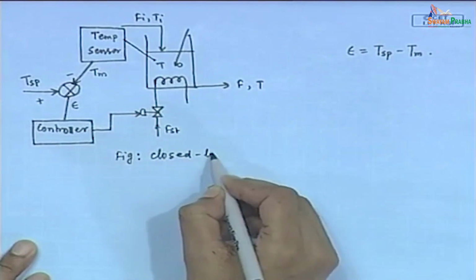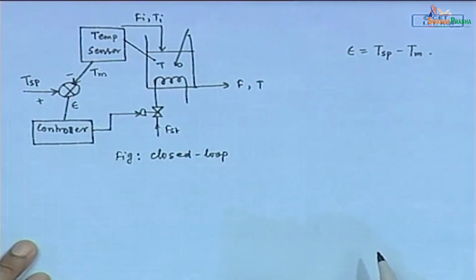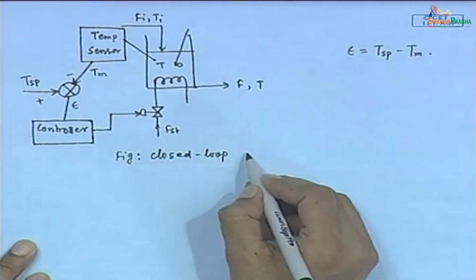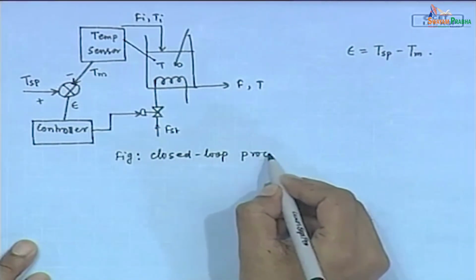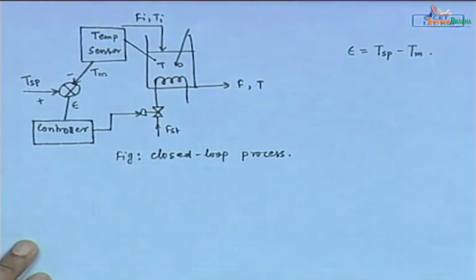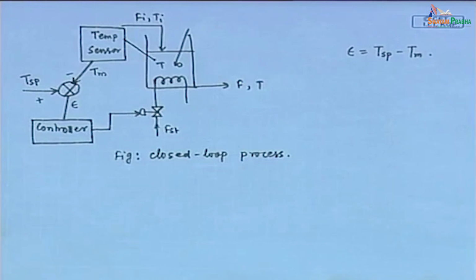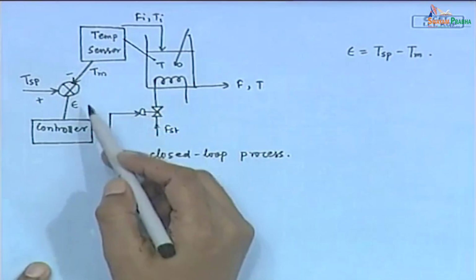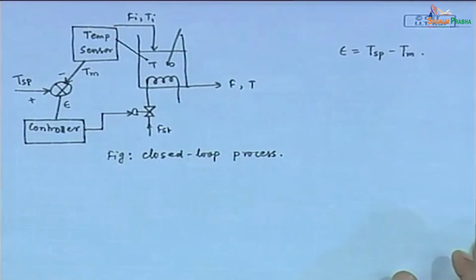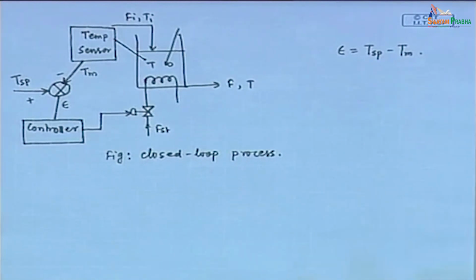This is the schematic of the closed loop heating tank system or closed loop process. By the introduction of the controller the loop is closed. Fine. Now, in the next we wish to develop the block diagram for this closed loop process.